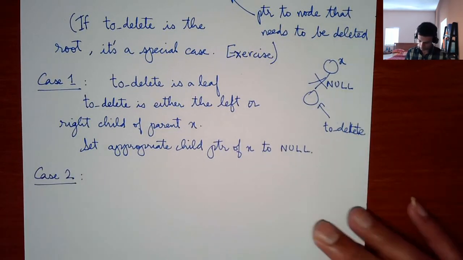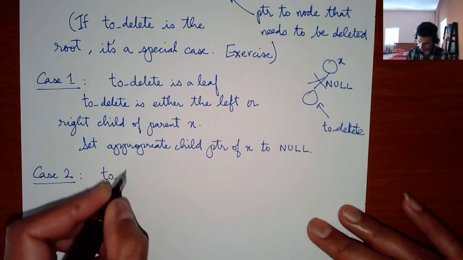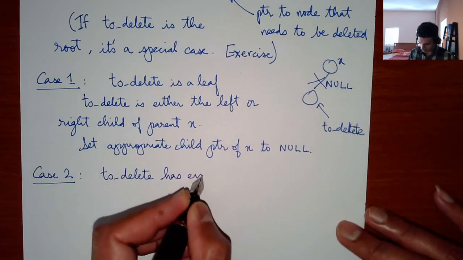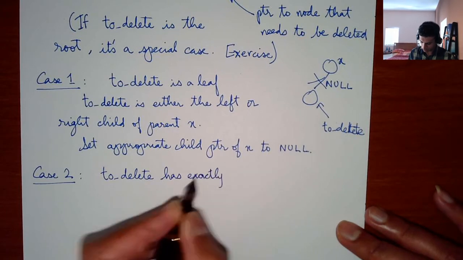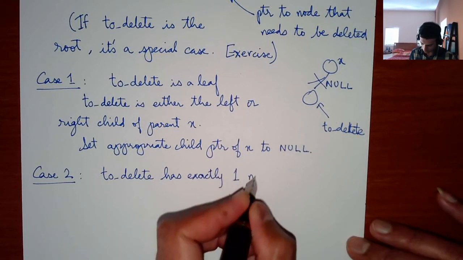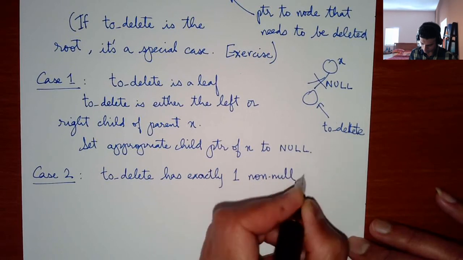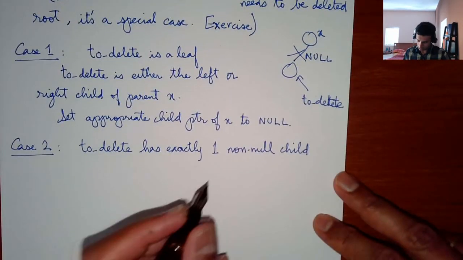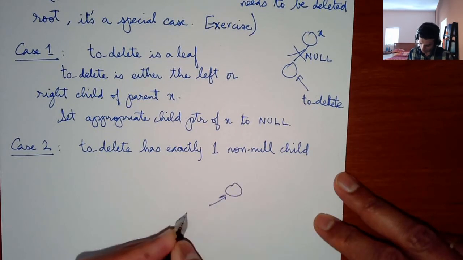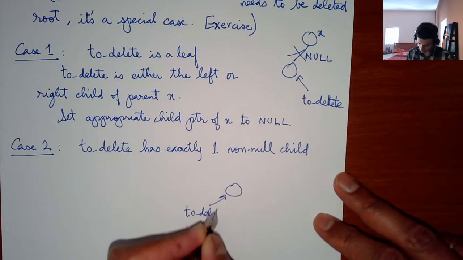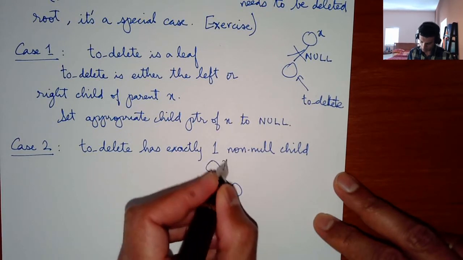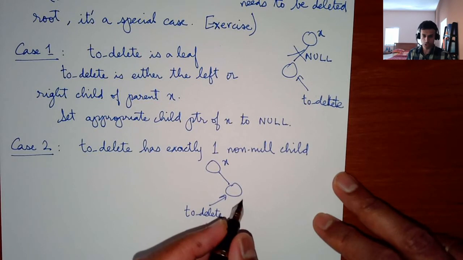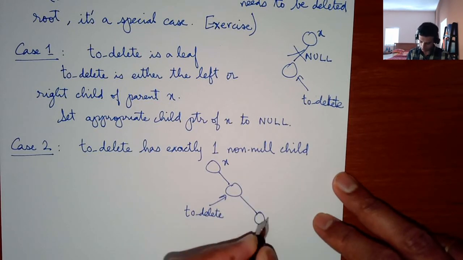Case 2 is toDelete has exactly one non-null child. So here's the node you want to delete. This is toDelete. Its parent is X. And this has exactly one child, and so that child might be Y.